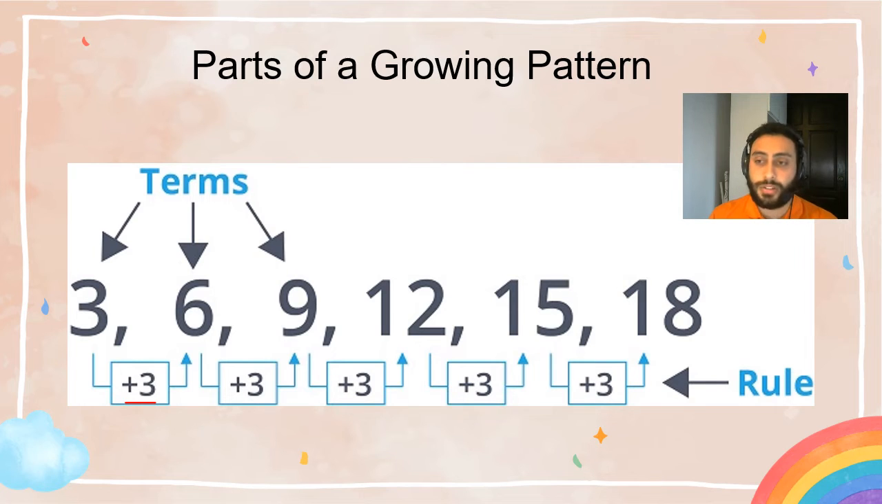So 3 plus 3 is 6. 6 plus 3 is 9. See, we know the rule. When you know the rule, you can find as many terms as you wish.